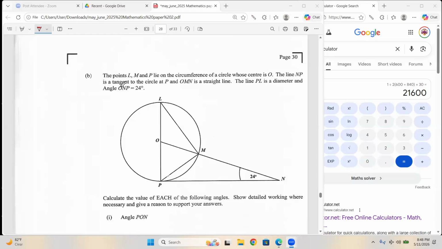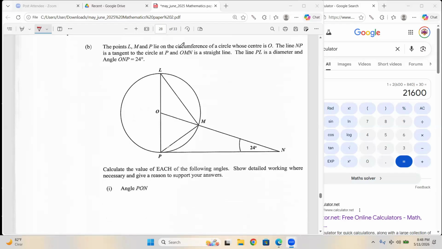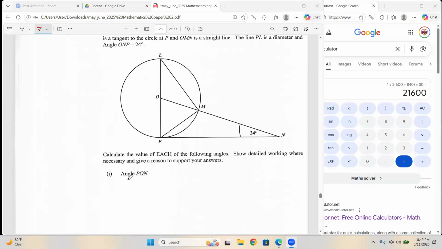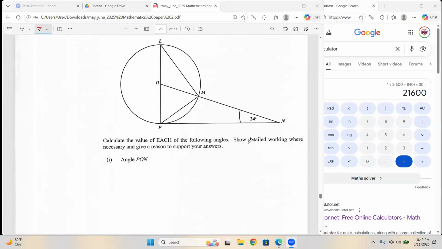Circle theorem here. It says the points L, M, and P lie on the circle whose center is O. The line NP is a tangent to the circle at P, and OMN is a straight line. They said the line PL is a diameter, and angle ONP is 24 degrees. Calculate the value of each of the following angles, show detailed working where necessary, and give a reason to support your answer.